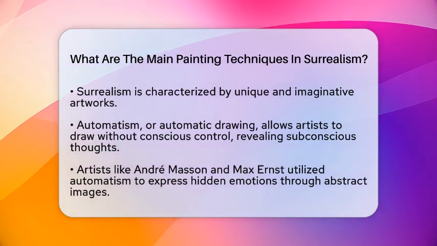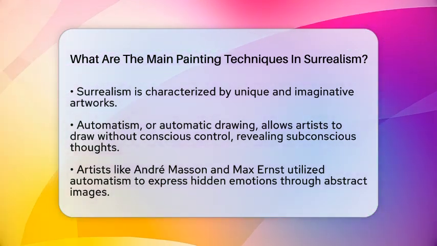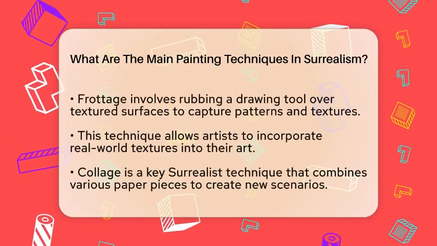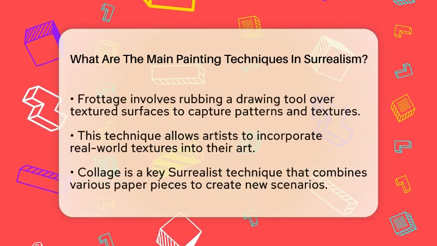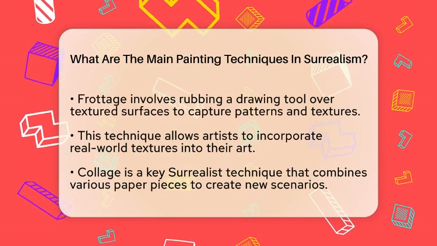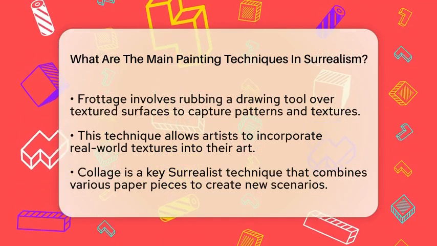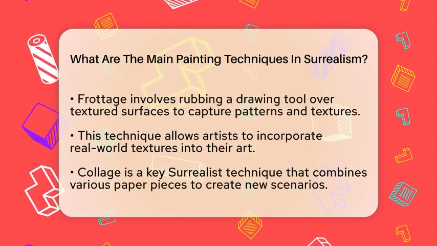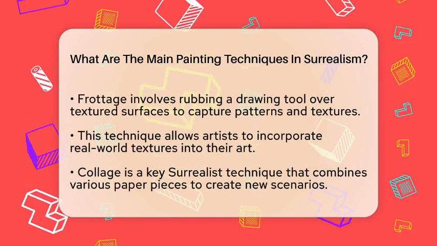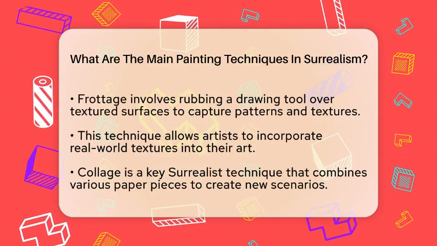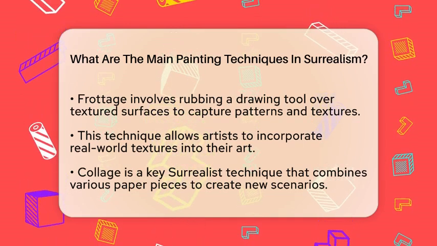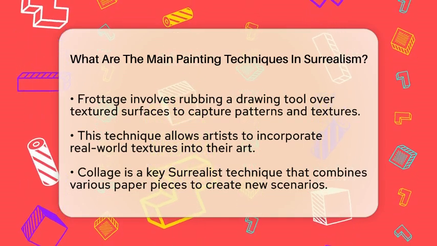Another technique that Surrealists loved is frottage. This involves rubbing a pencil or other drawing tool over a textured surface, such as wood, fabric, or even leaves, to create interesting patterns and textures. For example, if you place a piece of paper over a wooden floor and rub it with a pencil, you'll get a detailed impression of the wood's texture. This method allows artists to lift textures from the physical world and incorporate them into their art.